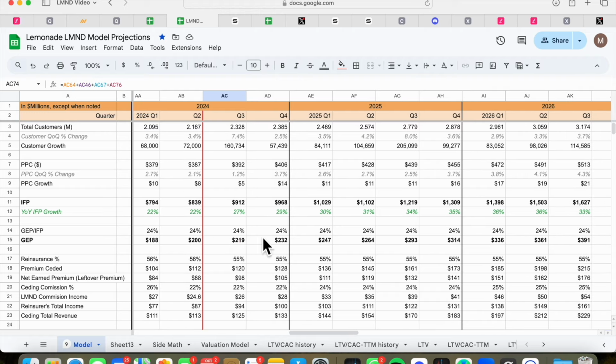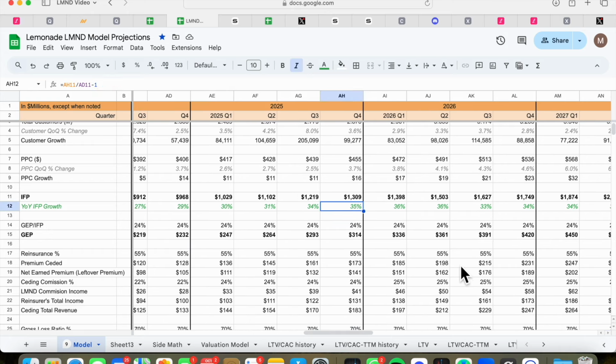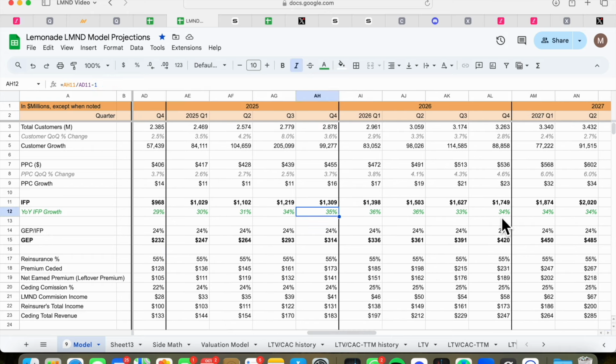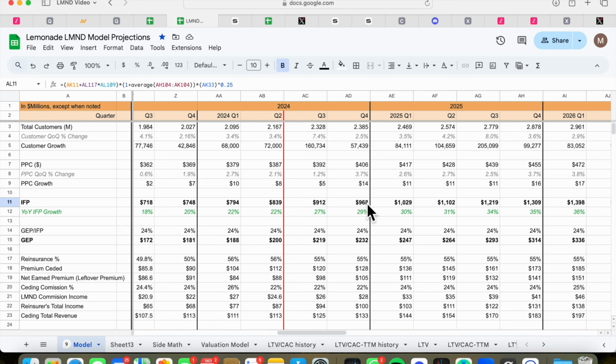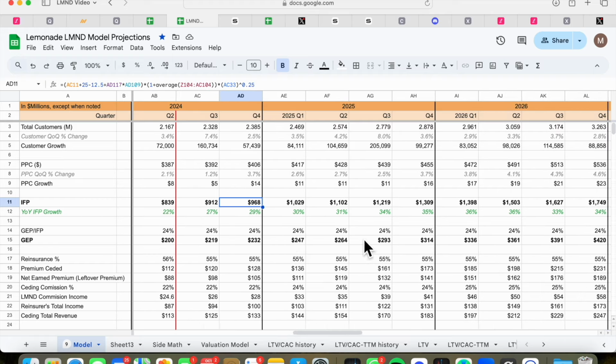I expect that we will see an increase in growth, so IFP year over year might get back into the 30% range. If that does happen, maybe by the end of 2026 they're at 1.7 billion of in-force premium, from maybe just under 900 and some million at the end of this year. So pretty significant growth that could come over the next couple of years.